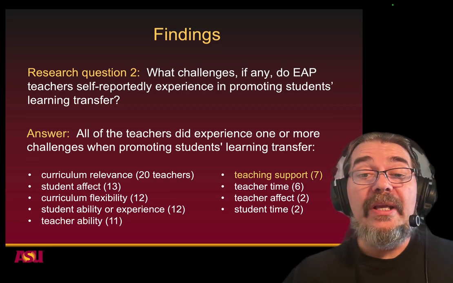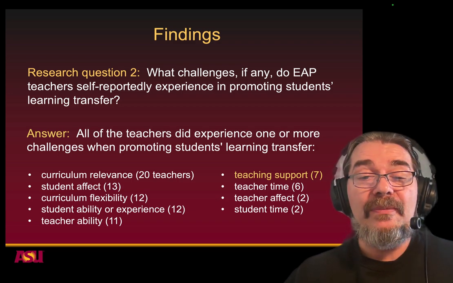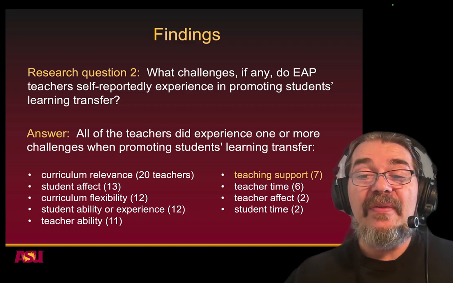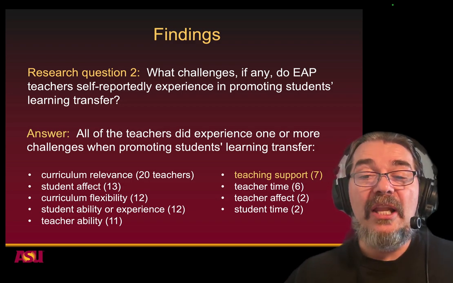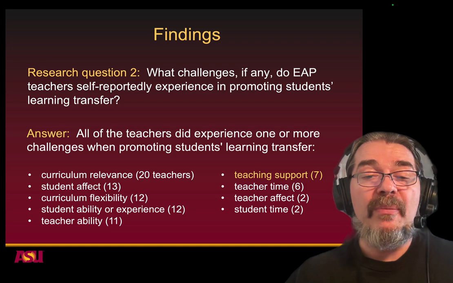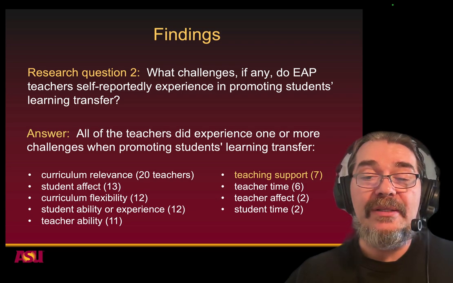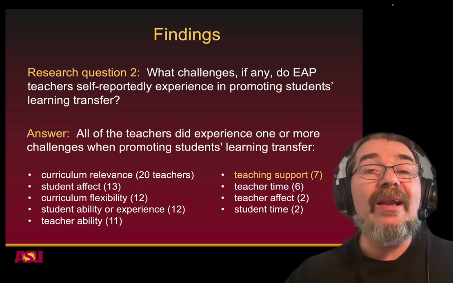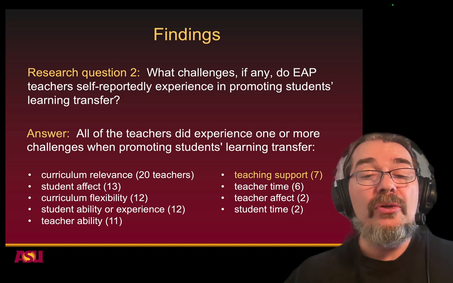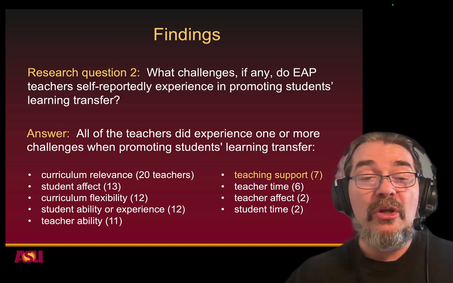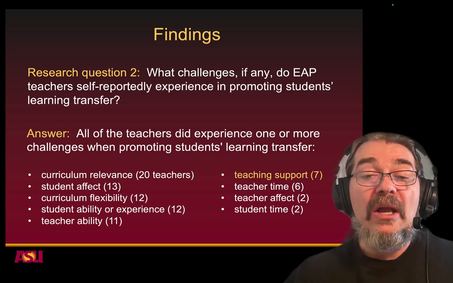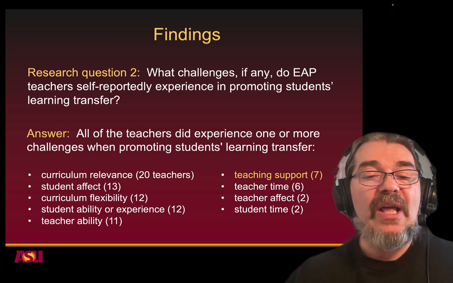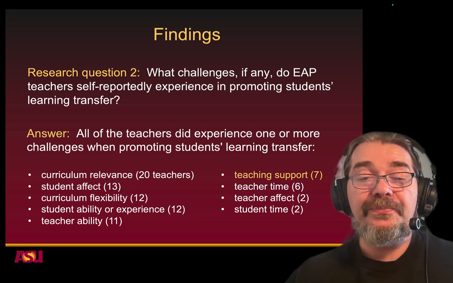The sixth category is teaching support, and 7 of the teachers said they experienced this challenge. In other words, these teachers said that their efforts to promote transfer were influenced by having received a limited amount of professional support from administrative staff or other colleagues. Some of these reports were relatively general, referring to not feeling part of a professional community, or having too few faculty meetings, or being uncertain about how administrative staff would like faculty to teach.